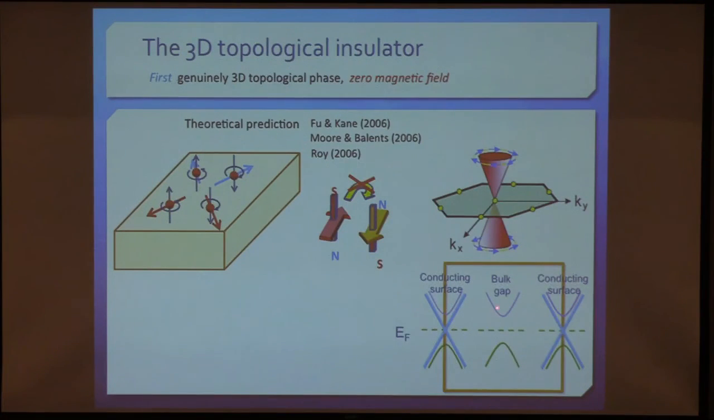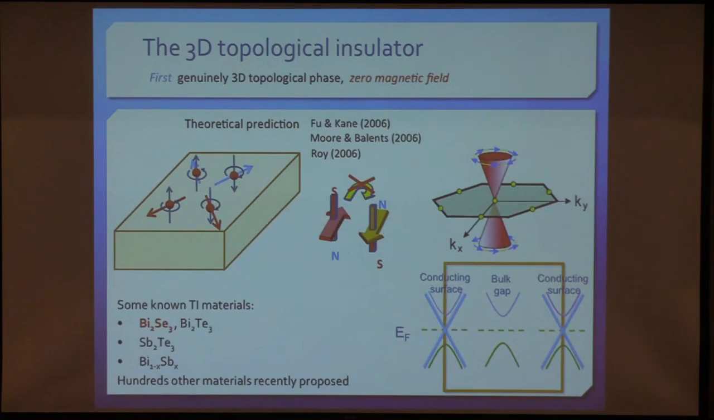This is how the bulk is going to look like. Bulk will have an energy gap. It will be insulating. But at the surface of this material, you have this conducting state with this weird property that the spin is locked perpendicular to the material. So it turns out that this effect was observed. And these are some of the exemplary materials.